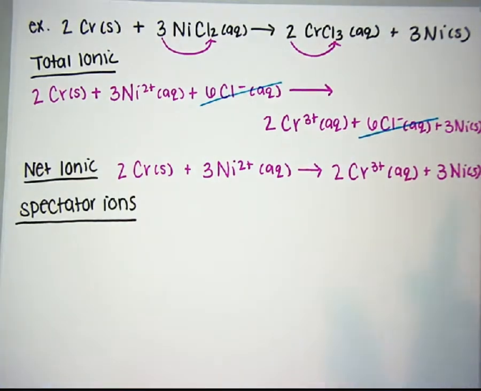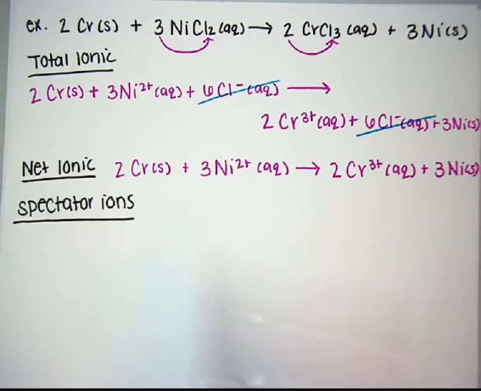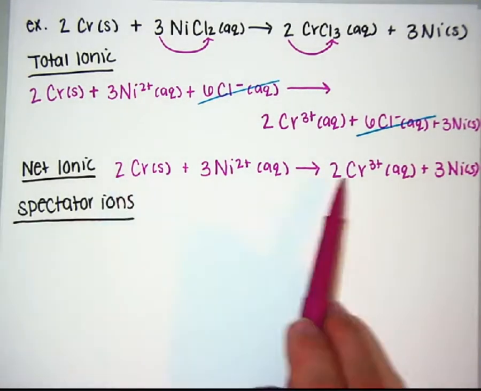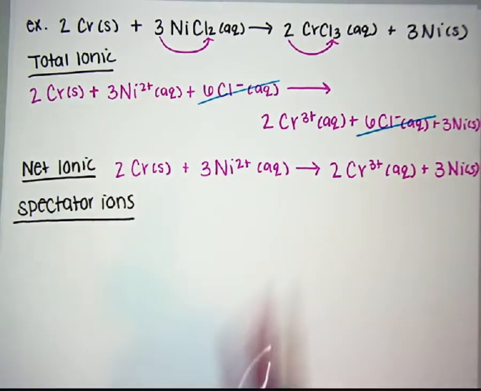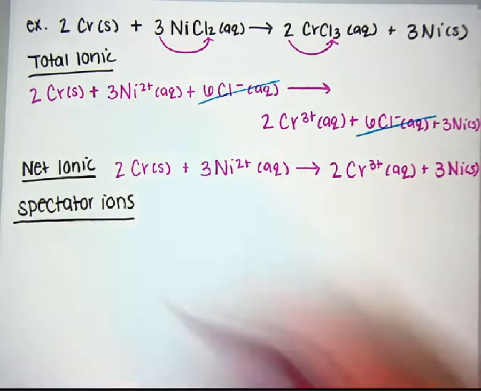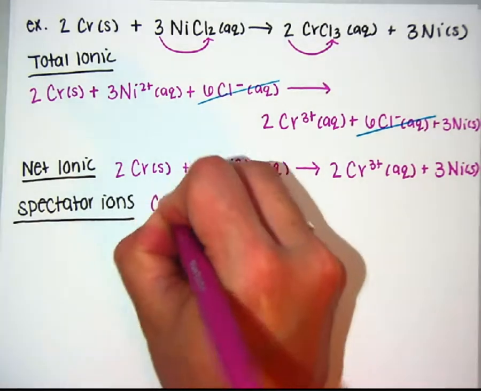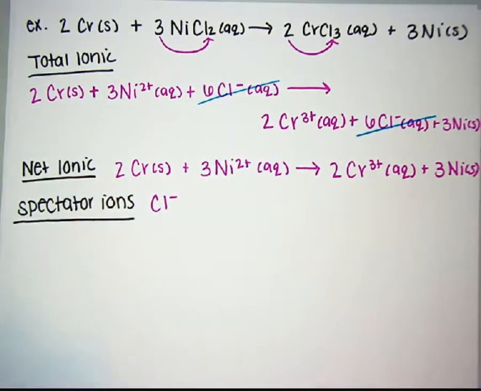Notice that our net ionic equation is balanced. 2 chromiums on each side, 3 nickels on each side. It's also balanced in terms of charge. The only spectator ion would be that chloride ion.